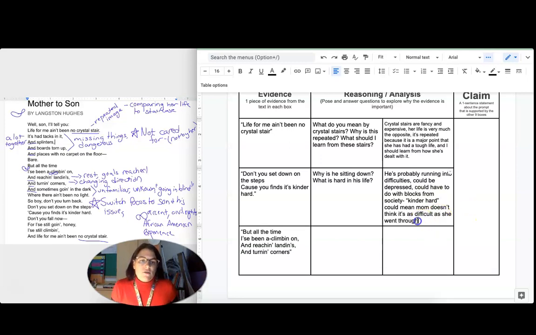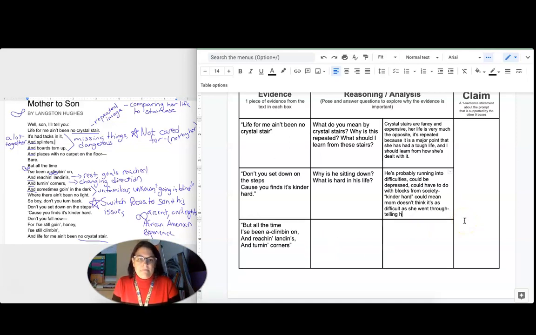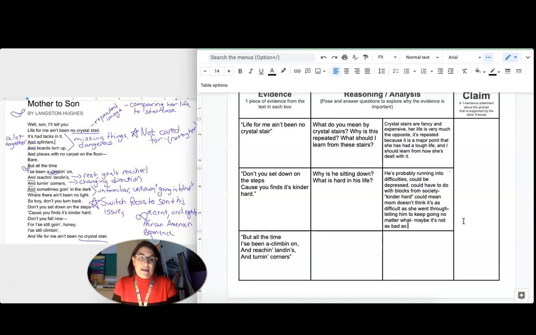So that could be a thing. She's not actually saying that it's more difficult than what she went through, but I've gotten that feeling, implying that she's like, hey, wait, what's going on? It's only kind of hard. I've gone through worse. So she's potentially telling him to keep going no matter what. Maybe it's not as bad as he thinks. That could be a thought, that maybe he thinks it's bad, but she's saying it's not.